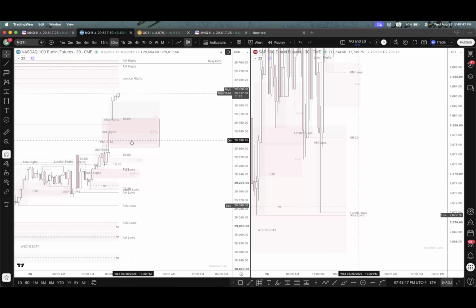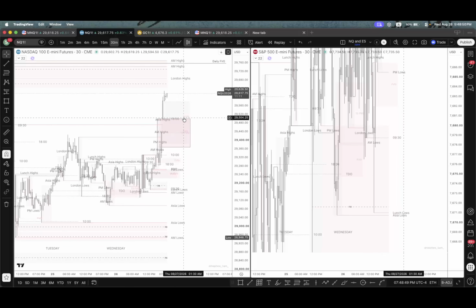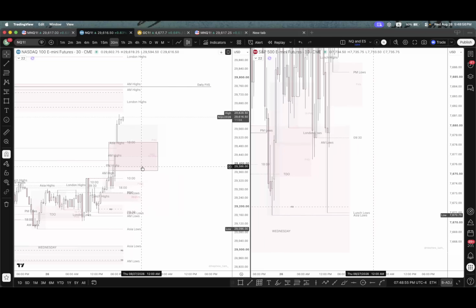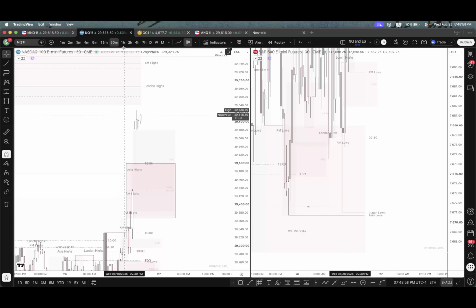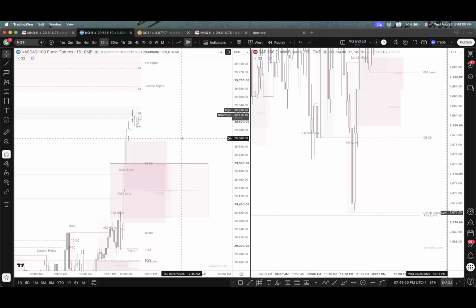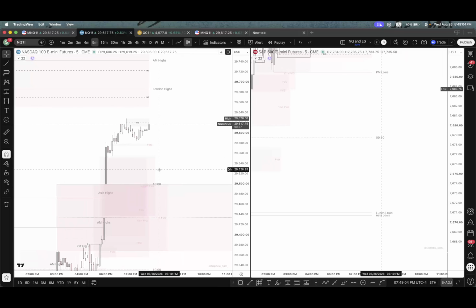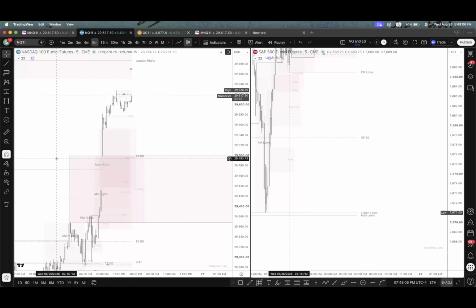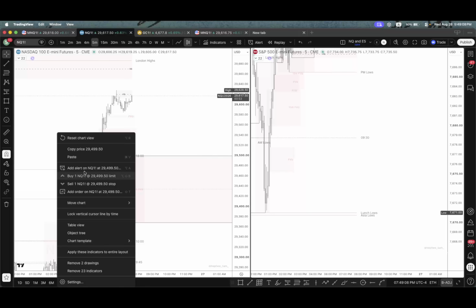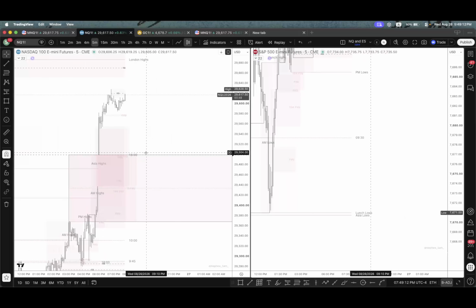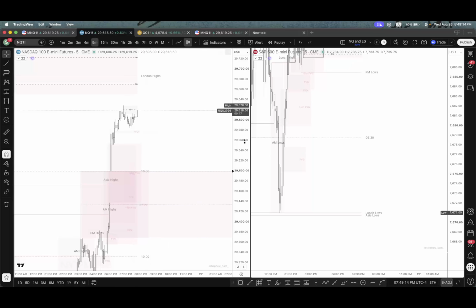After the mitigation of the vacuum block, it doesn't have to fill all the way, it could just be a little bit. Then I'll want to see price going higher towards this daily fair value gap. Pretty simple. This is a very simple day today because we're just looking for price to come back here. So I'm just going to set an alert and wait for it to come back. We're not going to do anything until we see that.